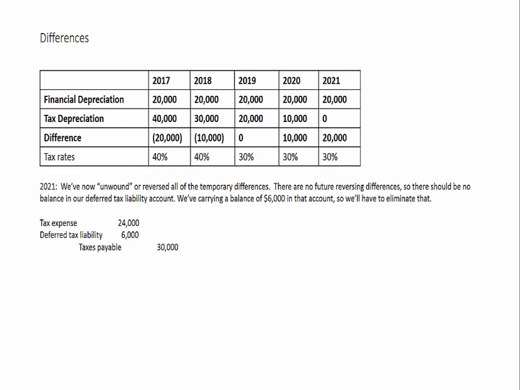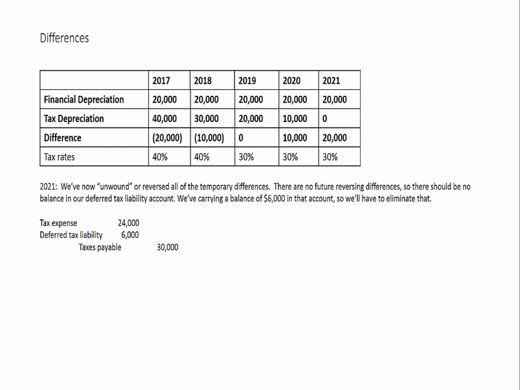Finally, in 2021, our last year, we've now completely unwound or reversed all of the temporary differences. Again, we're at the very right-hand margin of our table. Looking backwards, those differences net out to zero. We had $30,000 in deductible differences in 2017 and 2018. We had $30,000 in taxable differences in 2020 and 2021, so they all net out to zero. Looking to the right in our table from 2021, there's nothing in the future. So there are no future reversing differences.